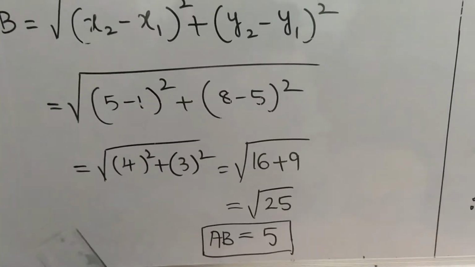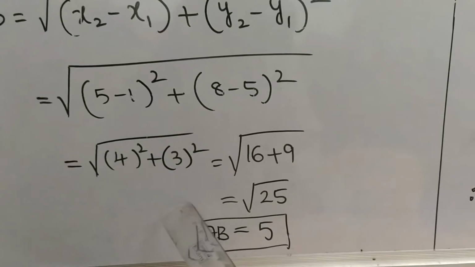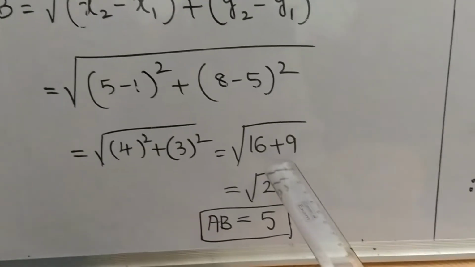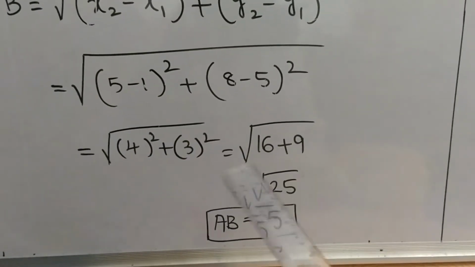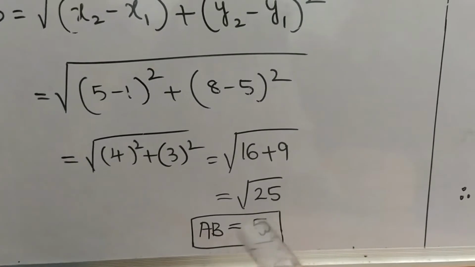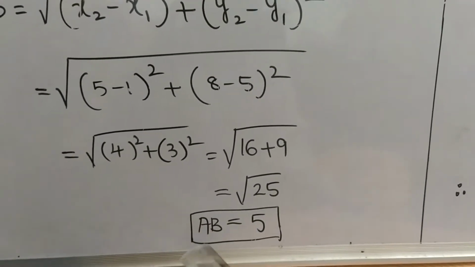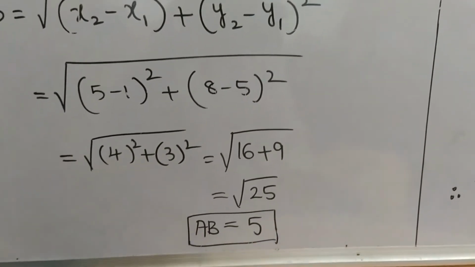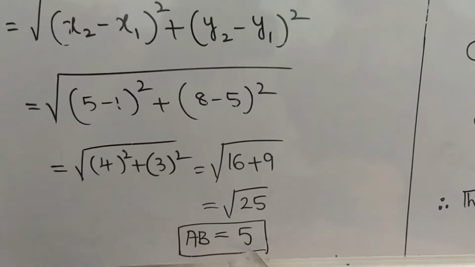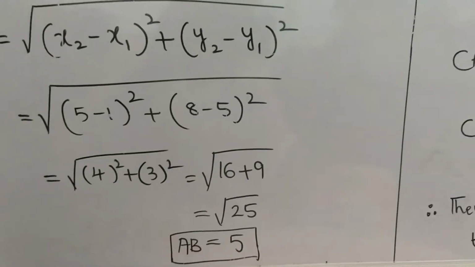Now under root of 4 square plus 3 square. What is 4 square, students? It is 16. So root of 16 plus 3 square is 9. So root of 16 plus 9, it will be root 25. What is root 25? It is 5. So here we are writing AB is equals to 5. Nothing but the side AB we got the value as 5. Now let us find the other two sides also.